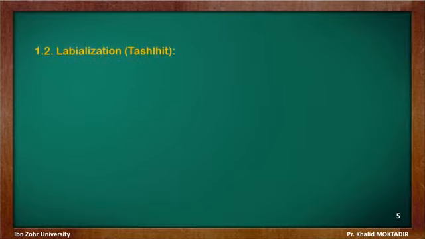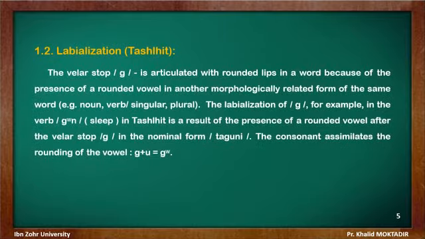So now we look at labialization in Tashlhit. Remember, labialization is a secondary articulation where consonants, usually stops, are pronounced at their point of articulation, but they're released at the same time with rounded lips. In Tashlhit, the velar stop g is articulated with rounded lips in a word because of the presence of a rounded vowel in another morphologically related form of the same word.